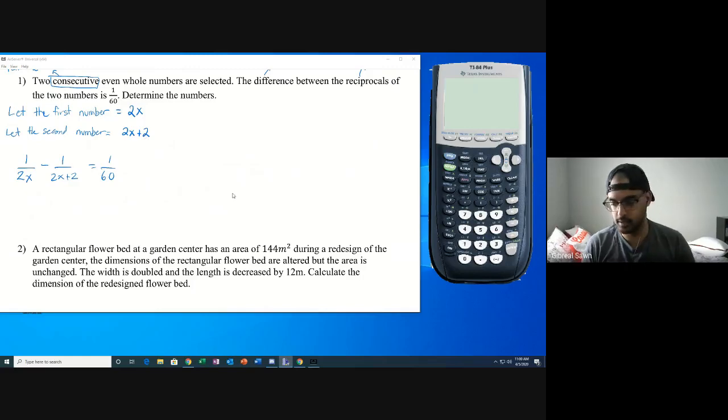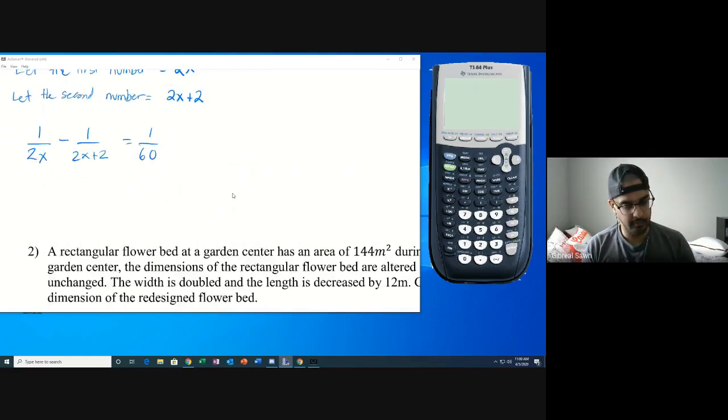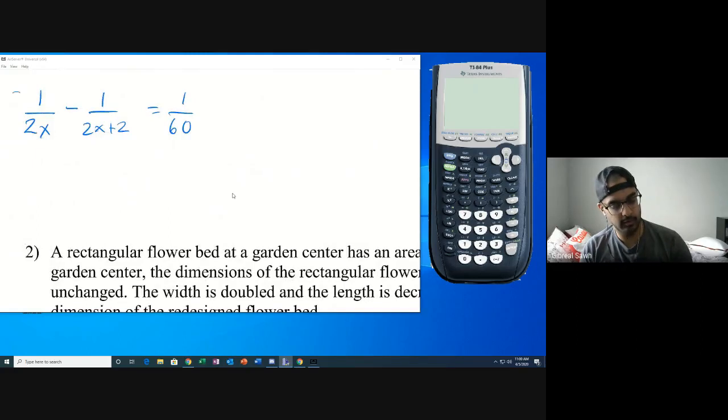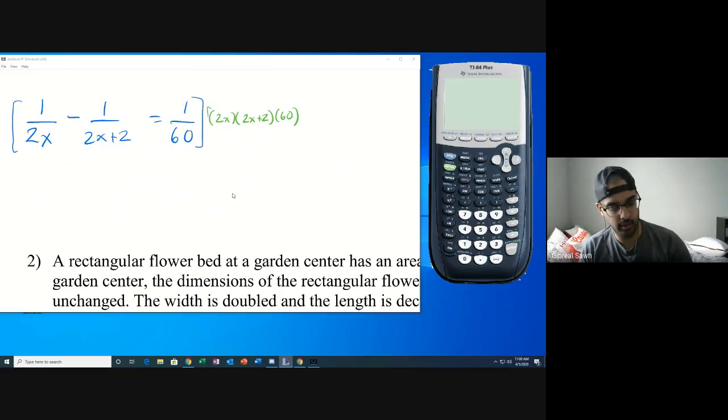Okay, so let's go solve it. Now this time I've got three denominators to think about. So I'll take the entire expression and multiply by all of those denominators, so 2x, 2x plus 2, and 60. Essentially, I'm going to take the whole thing and start distributing to each term.